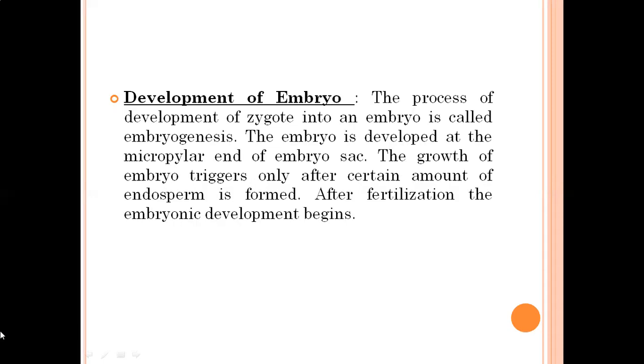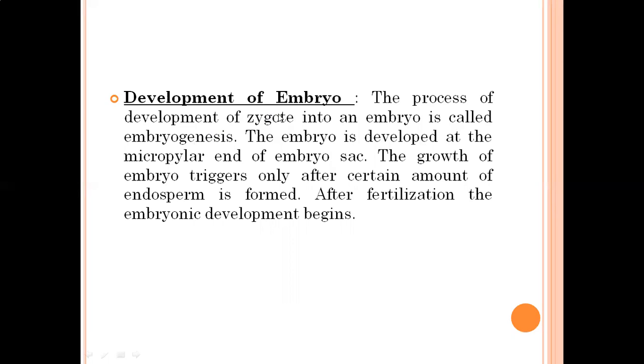Now, all this was regarding the endosperm. At the same time, development of the embryo also takes place when there is the union of the first male gamete with the egg cell. At that time, zygote formation takes place, which will turn into the embryo of that plant. So the process of development of zygote into an embryo is called embryogenesis. Embryo and genesis means formation. So the process of development of zygote into embryo, when zygote converts into embryo, is called embryogenesis.